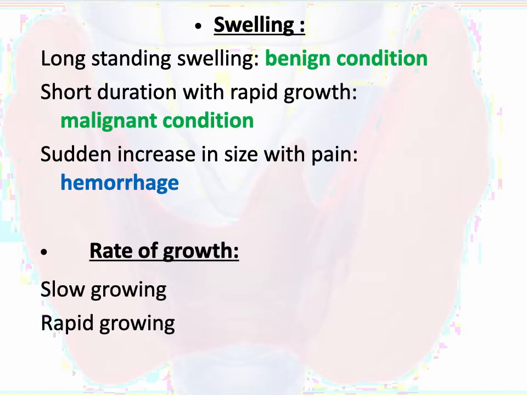Presenting complaint, how the patient says it: a longer standing swelling is a benign condition, short duration with rapid growth we call a malignant condition. Okay, if it's slow growing for a long time, usually it is benign, and if in short duration it is increasing in size, suspicious of malignancy. Sudden increase in size with pain means that there is a hemorrhage. This is a question they ask you in viva: the patient has a longer standing goiter, and suddenly in one night there is severe pain. What may be the cause? Then you have to tell them that it might be hemorrhage, bleeding. Rate of growth: slow growing, rapid growing.